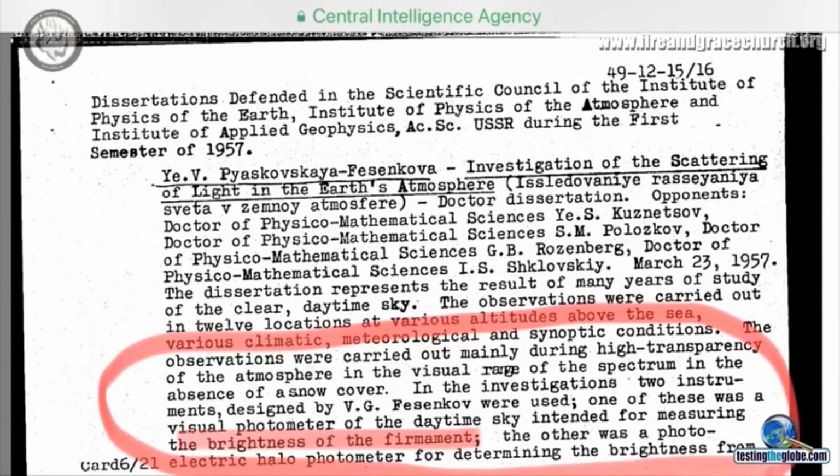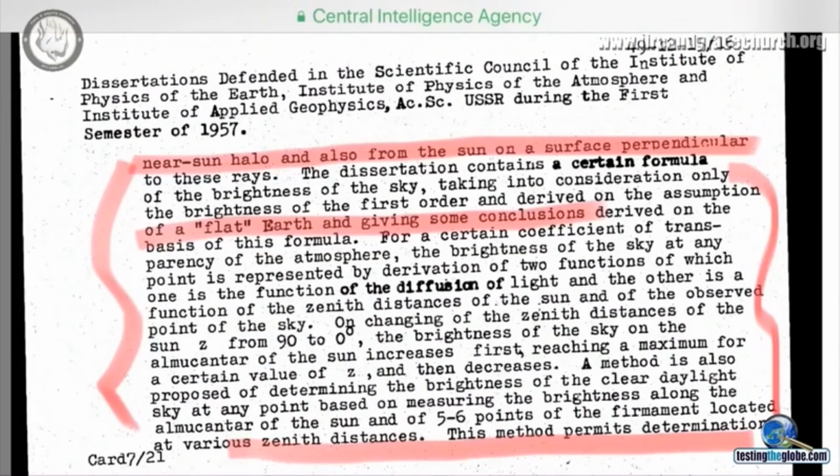Two instruments designed by V.G. Fesenkov or whatever were used. One of these was a visual photometer of the daytime sky intended for measuring the brightness of the firmament. They were wanting to study this, and they said also the other photoelectric halo photometer for determining the brightness from near sun halo. Whoa. Pause, time out. How is something that's supposed to be 93 million miles away, could anything about it be called near?